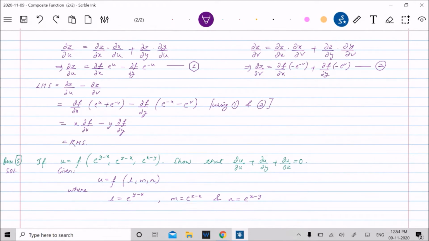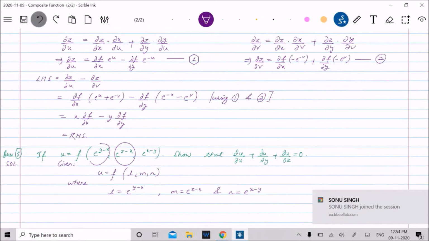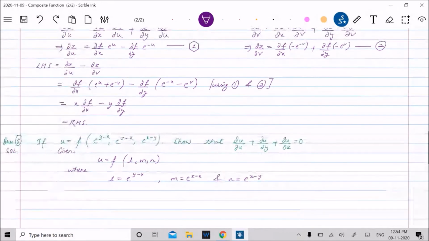So this is a way to convert a function of this form into a composite function, the form which you were dealing with in the past two questions. It is a small substitution. Just assume these complicated variables as new variables l, m, n. Okay, now we are in a position to make a family tree.